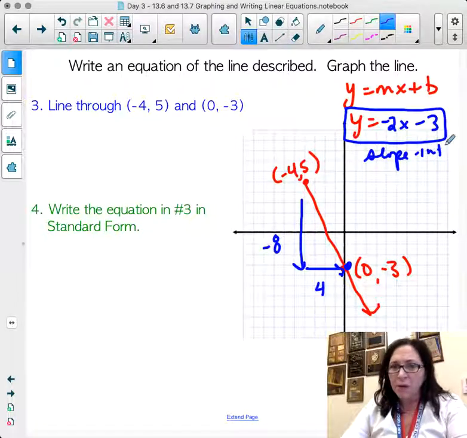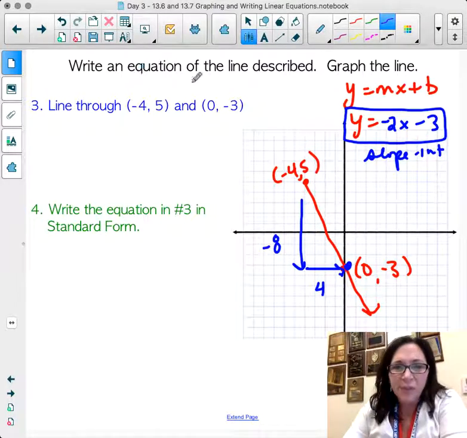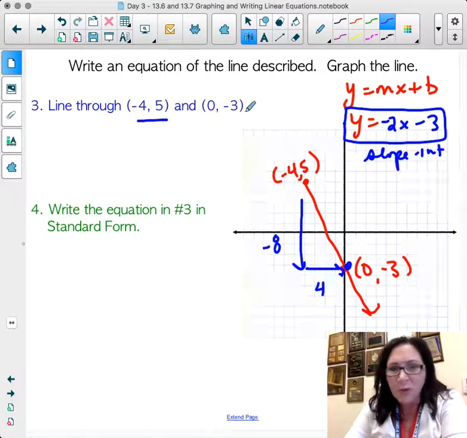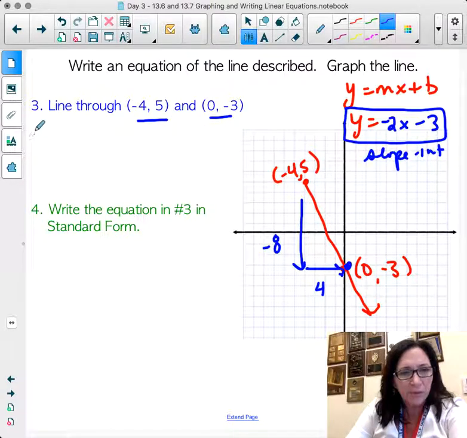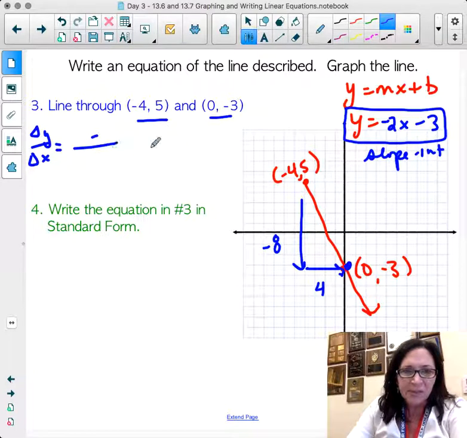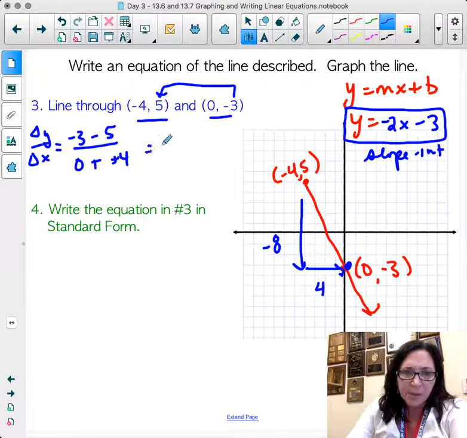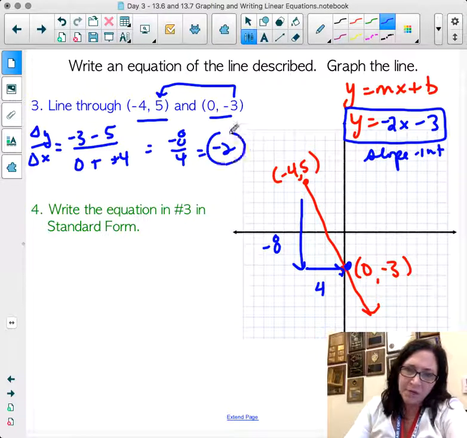But I want to show you another option, okay? Because most of the time when they give you a point, they don't give you the y-intercept. They give you a point, and then you can find the slope between the 2 points. Remember the slope formula that says the change in y over the change in x, basically says subtract your y's. So we're going to go negative 3 minus 5, subtracting my y's. And then I go 0 minus negative 4, which makes plus 4. So I get negative 8 over 4, which is negative 2, which we knew our slope was negative 2.